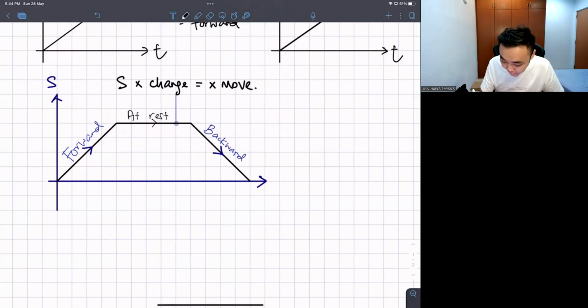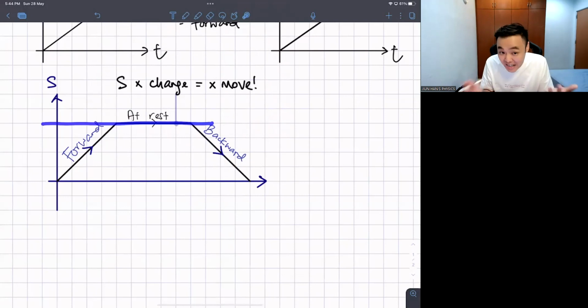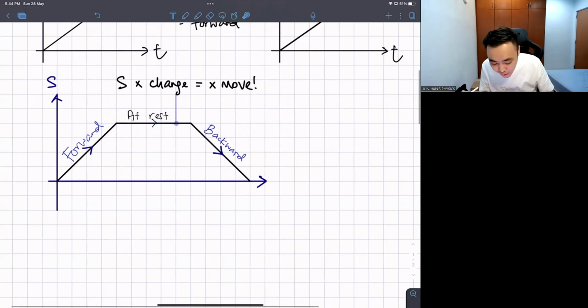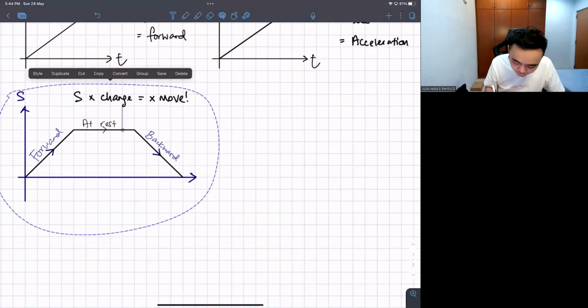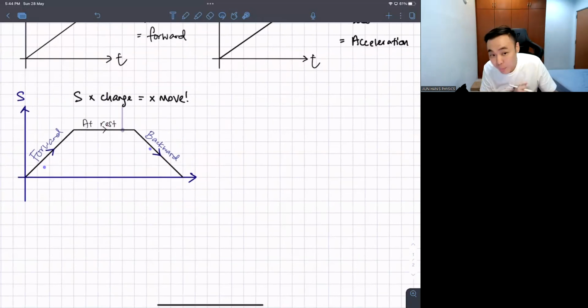Understand? That's why there is always this one sentence: when you move, your S will change. When you go forward, your S increases. When you go backward, your S decreases. So when do you not move? When your S never changes. Get it? So this is how you tell forward and backward for an ST graph. Up, forward; down, backwards. Very simple.